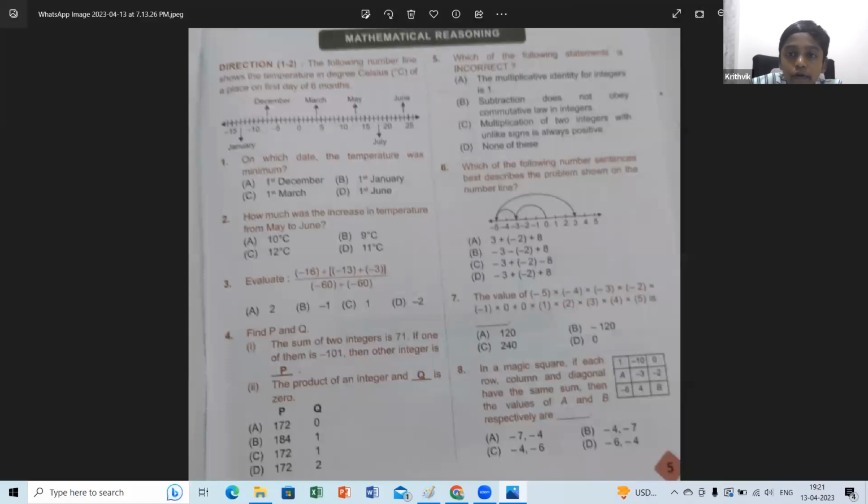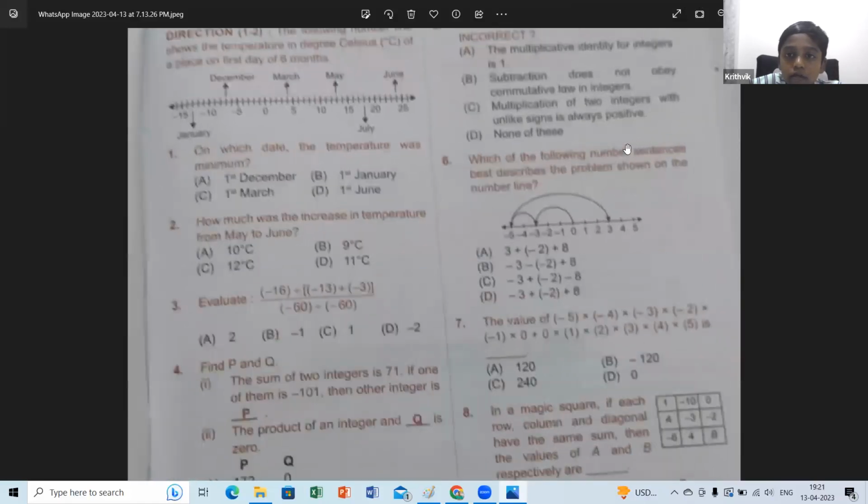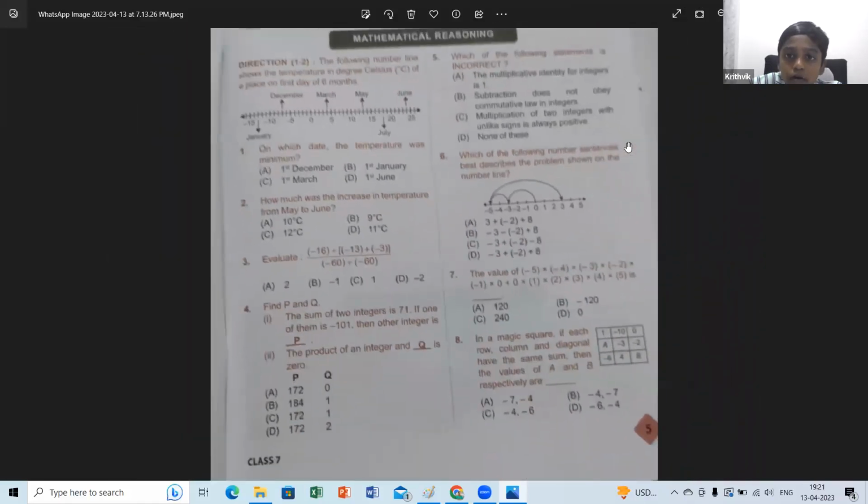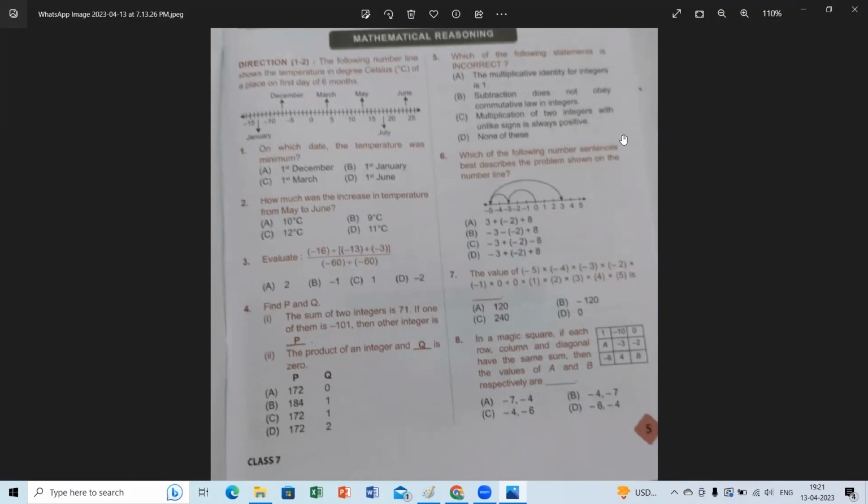Which of the following statements is incorrect? The multiplicative identity for integers is 1. Slowly, slowly, one by one. See, they are very bravely asking questions. If they ask which statement is correct, we can identify easily. But here they mentioned which of the following statements is incorrect. The multiplicative identity for integers is 1. Yes, it is a true statement.